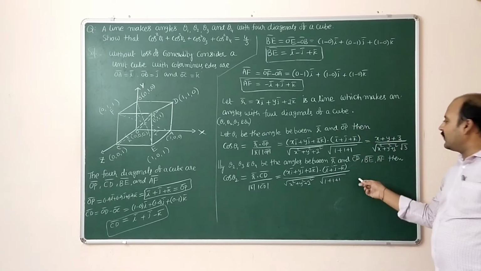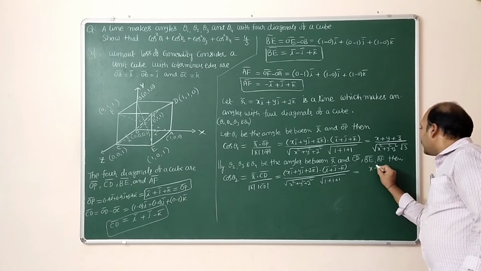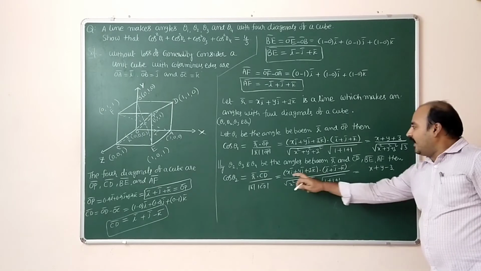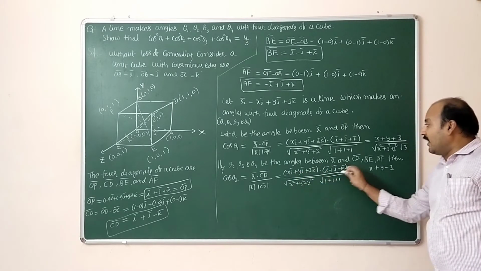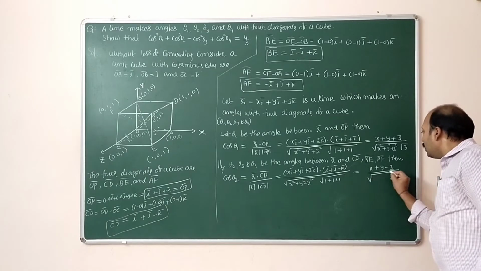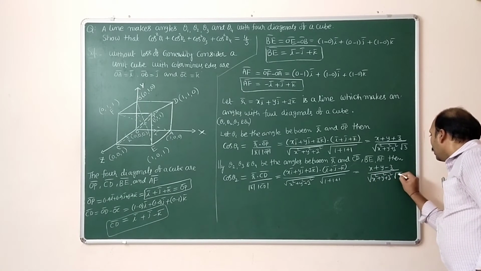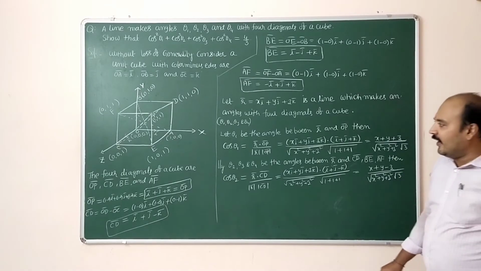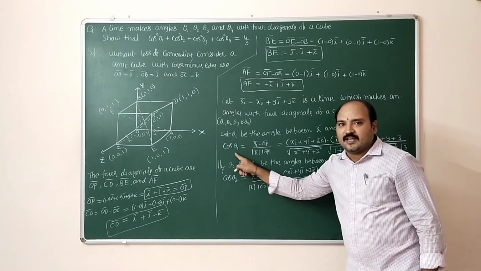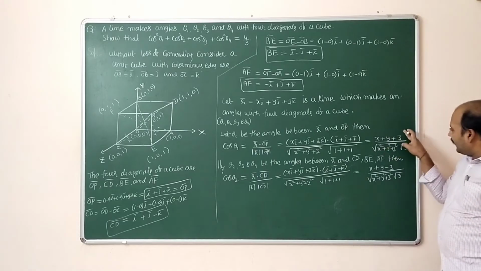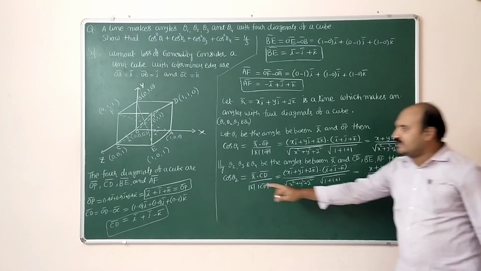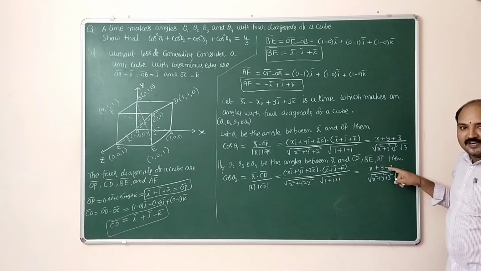Minus 1 whole square also plus 1. So it will become x plus y minus z, that is x into 1, y into 1, z into minus 1, by root of x square plus y square plus z square into root 3. Observe carefully: for the first angle, cos theta 1, all are plus x plus y plus z. For the second angle, the last one is getting minus.